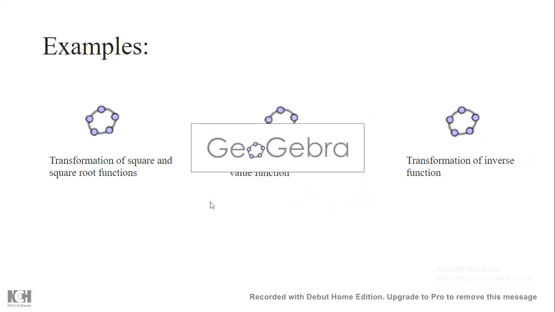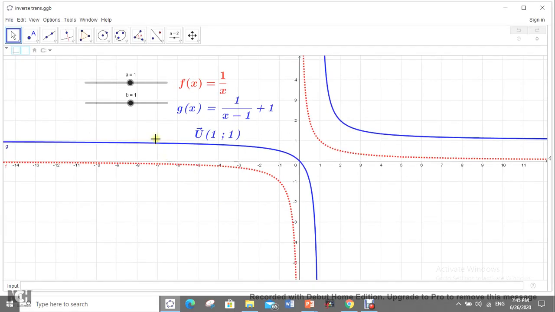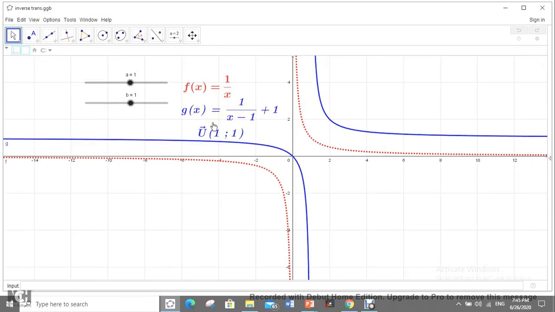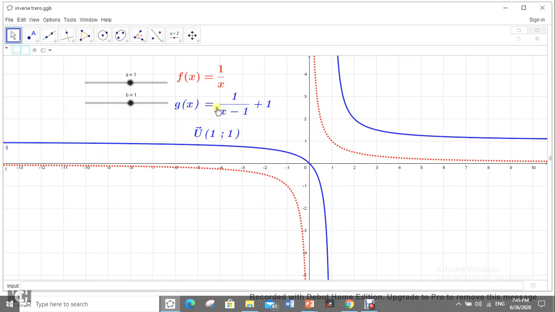The last function is the transformation of the inverse function, which is an odd function as we saw before. f of x equals 1 over x, the red curve represents the basic, the parent function, and other functions such as g of x equals 1 over x minus 1, plus 1. It will be in fact the inverse of x minus 1, so you can easily deduce that this is f of x minus 1, since f of x equals 1 over x. So the translation vector will be (1, 1).